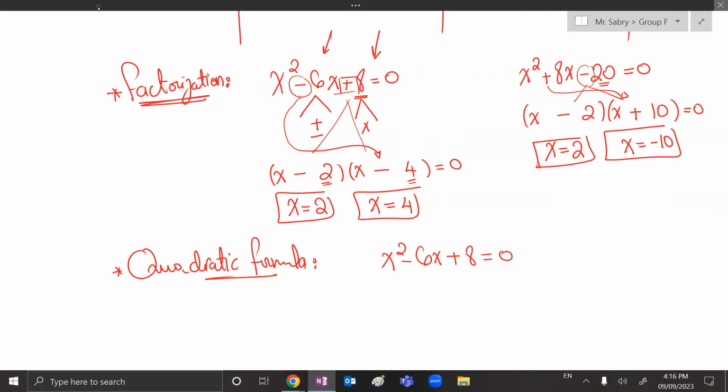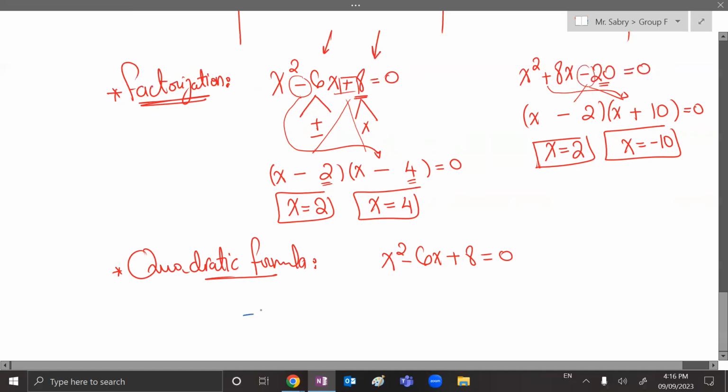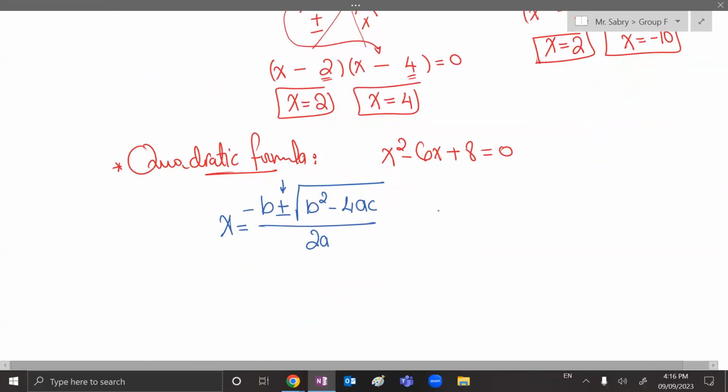So the formula is as follows. It is negative b plus or minus square root b power 2 minus 4ac, and all of this is divided by 2a. These are the x values. It means I do the whole thing once with plus and once with minus, which is why I get 2 x values. First thing I do is get the a, b and c as usual.